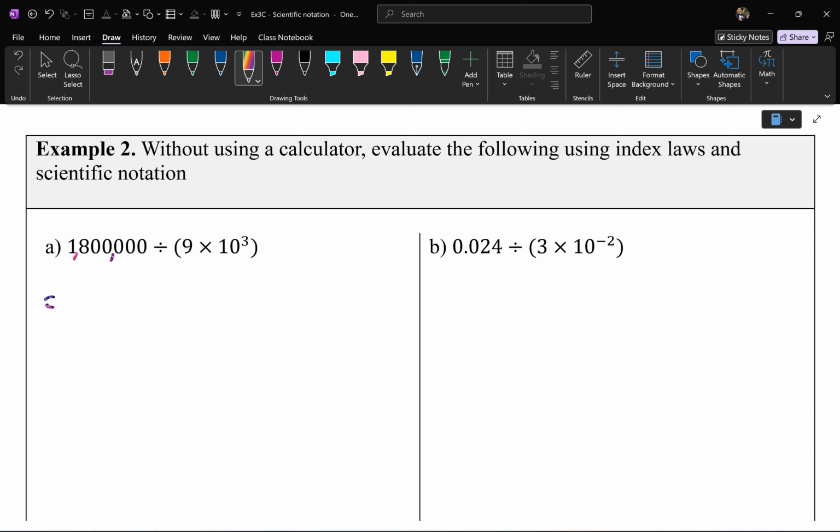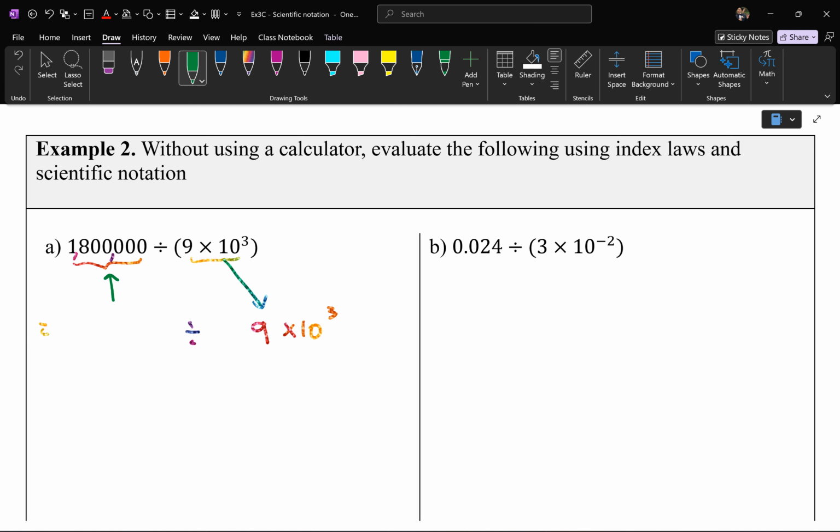You have two ways to do this. One, you can write this as a basic numeral, so both of them as basic numerals, and then work it out from there. Or a quicker way, which is to practice your index laws, you can rewrite them all as scientific notation. This is already in scientific notation. So you have divide by 9 times 10 to the power 3. How do you write 1,800,000 as scientific notation? Let's go Samuel, have a go. How do you write this as scientific notation?